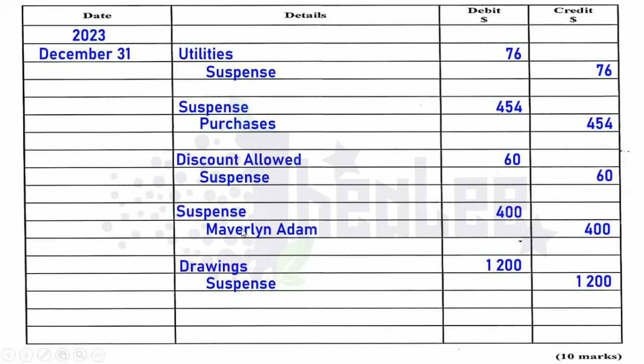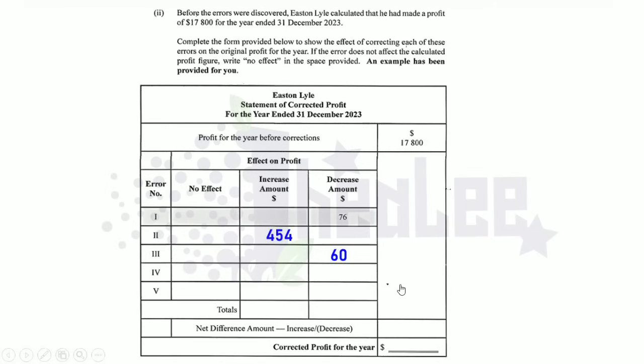Let's get back to our response, the general journal, to see if there's anything else that will affect our profit. Now, error number 4 that we have indicated that a debtor, the debtor account, which is Marvelyn Adams, should decrease. Now, when you're preparing your income statement, we do not use debtor to calculate profit. So it therefore means that this item will not have an effect on the profit. So in our response, all we're going to simply write for error number 4, no effect.